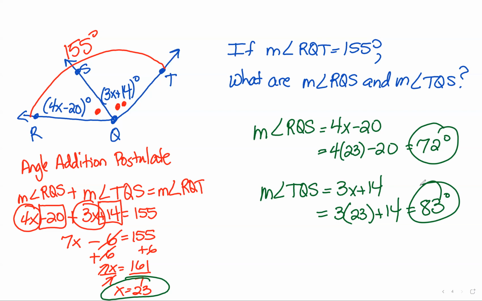All right. So now you will have some practice problems to work on for this lesson. And you can use these notes to help you out, using the angle addition postulate and equations to solve for a missing variable, and plug that value in to find missing angles.